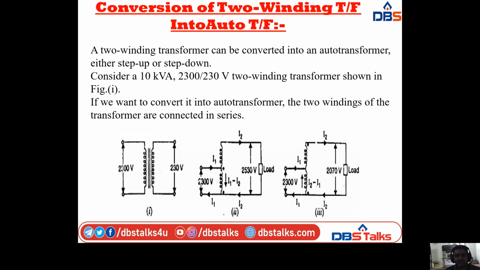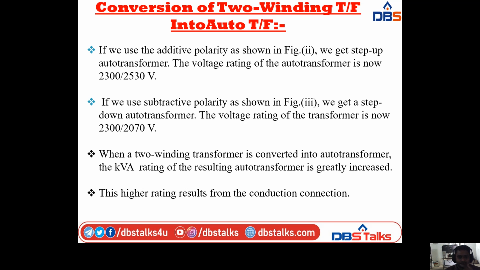Here we are using additive polarity, that is 2300 plus 230. The primary voltage is 2300, and on the secondary side we are using the additive polarity, that means 2300 plus 230, that means 2530 volts. In the second diagram we are using the additive polarity, that's why we have 2300 by 2530 volts.